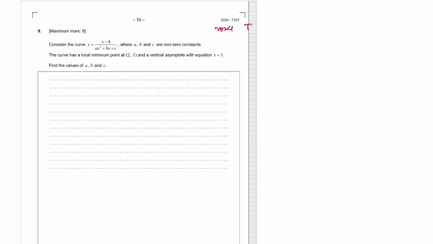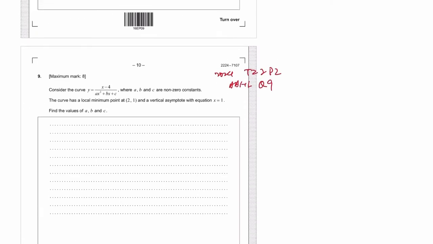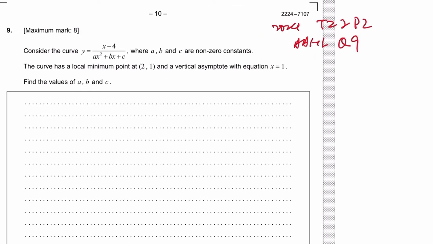2024 Samsung 2 paper 2 AHL question 9. This is the last question of section A, and it seems to be quite hard. You're given a local minimum, and you're given a vertical asymptote. So vertical asymptote is when the denominator is 0, but the denominator is a quadratic. So I'm guessing there should be 2 vertical asymptotes, and the question only tells you one of them.